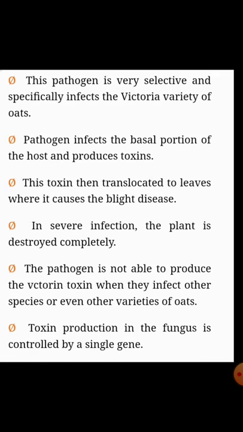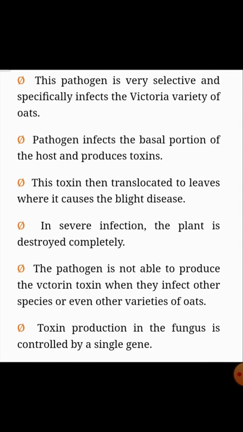Helminthosporium victoriae, and this pathogen is very selective and specifically infects the Victoria varieties of oats. Only Victoria varieties of oats are affected by this pathogen. The pathogen infects the basal portion of the host and produces toxins. This pathogen mainly attacks the basal part of the host, and this toxin then is translocated to the leaves where it causes the blight disease. This toxin ultimately from the basal part translocates with the help of phloem to the leaf part, where it produces leaf blight disease in the leaves. In severe infection, the plant is destroyed completely, even causing the death of the whole plant.